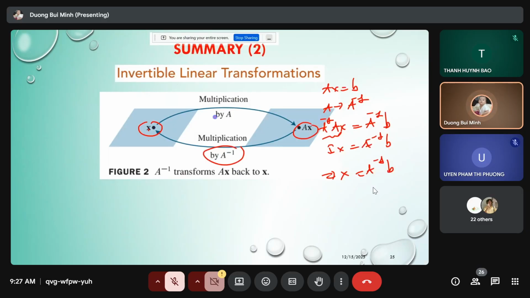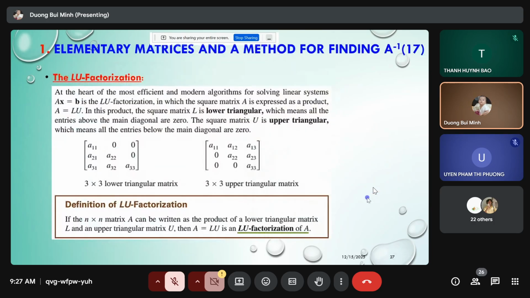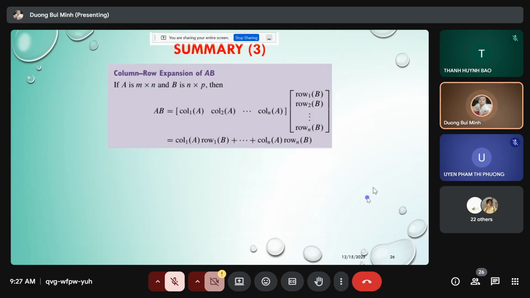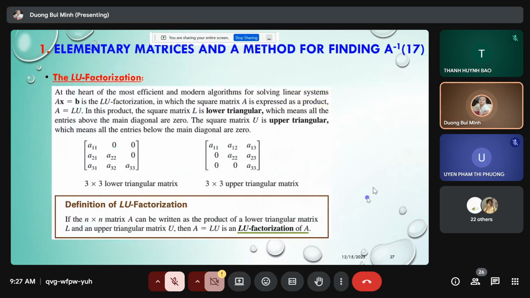So if we have X times A, you get AX. And if we multiply the inverse of A with A and X, we get back X. Or we can understand this slide like this: X is the inverse of A times B. So this one is for your reference. We also studied this one, column row expansion. Now we go to the next one, LU factorization.